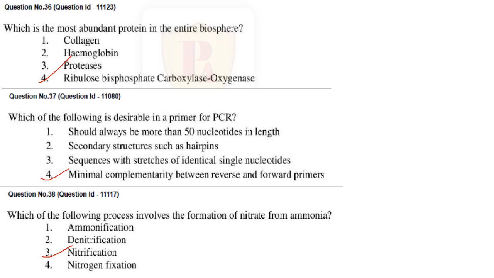Then which is the most abundant protein in the entire biosphere? That one which is present in the plants. So that is ribulose bisphosphate carboxylase oxygenase, or rubisco. Answer is option 4. Then next one.